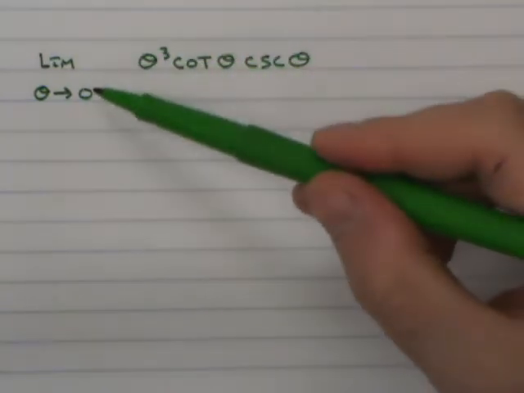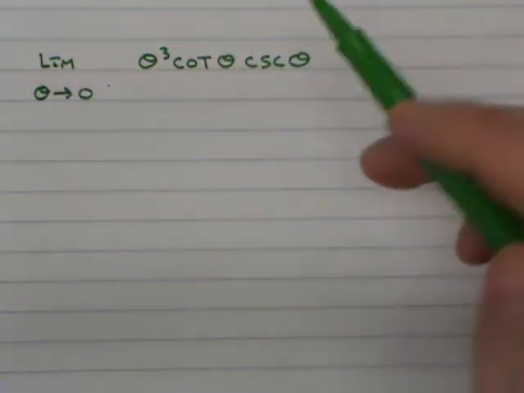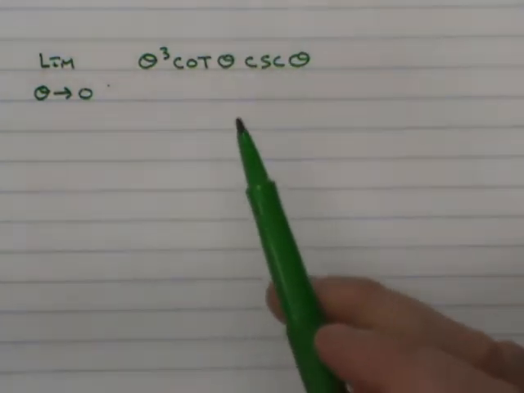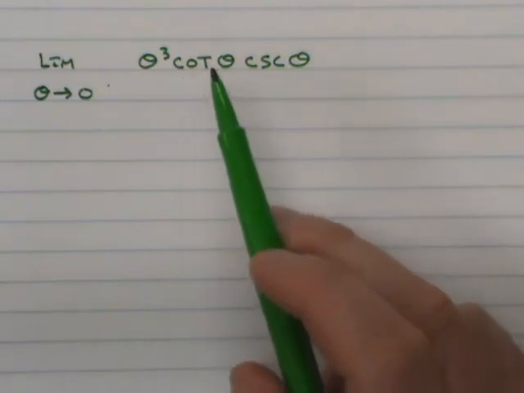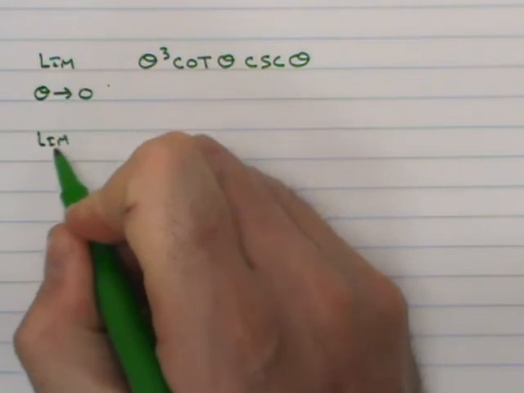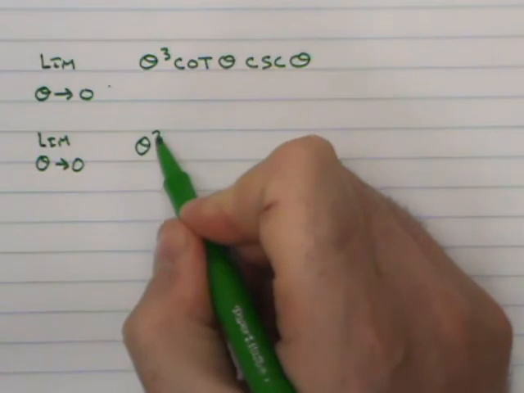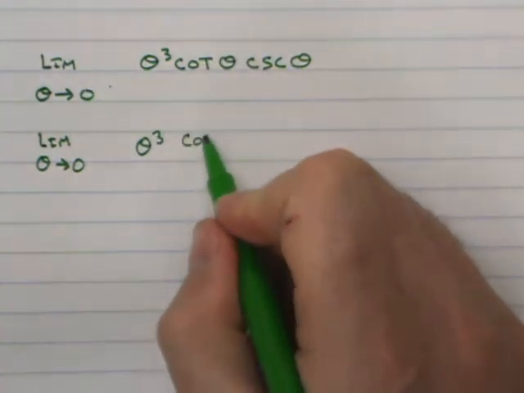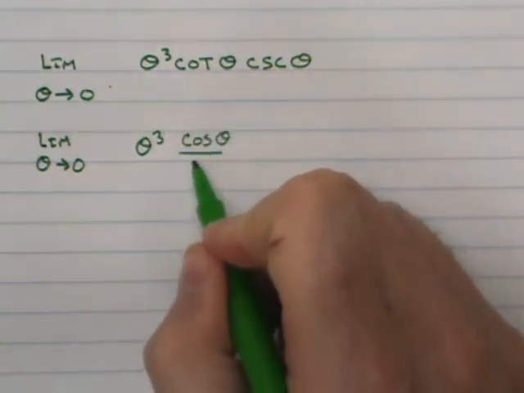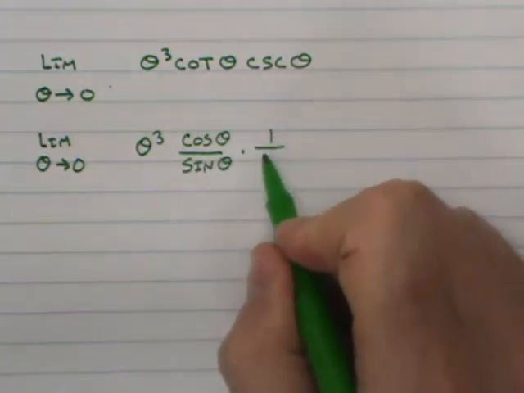Here we have another example of limits involving trig. For this problem we have the limit as theta approaches 0 for theta cubed, cotangent theta, cosecant theta. The first step would be to change all of these trig functions into sine and cosine functions. And so I'm going to write this as the limit as theta approaches 0 for theta cubed, cotangent would go to cosine theta over sine theta, and cosecant would be 1 over sine theta.